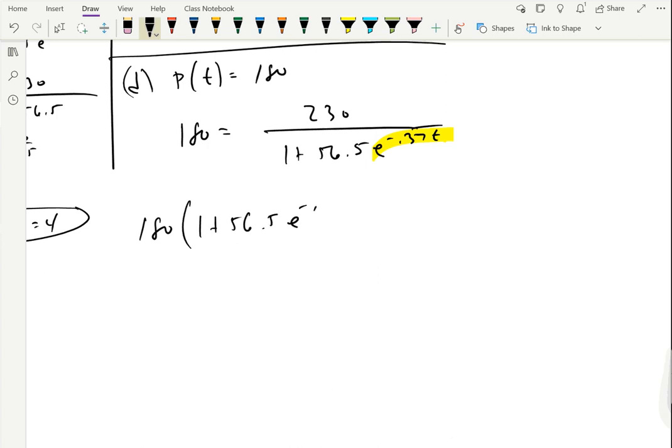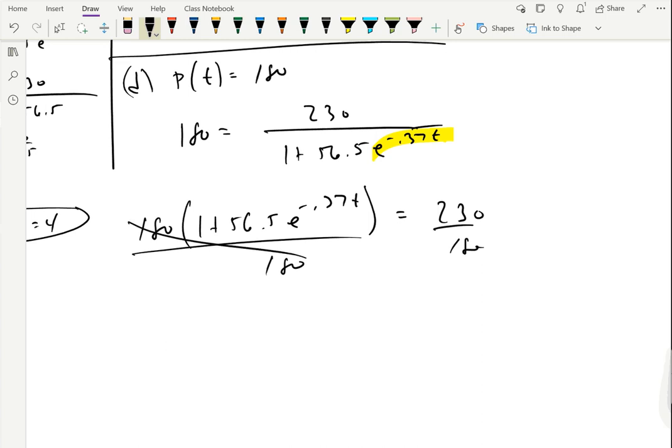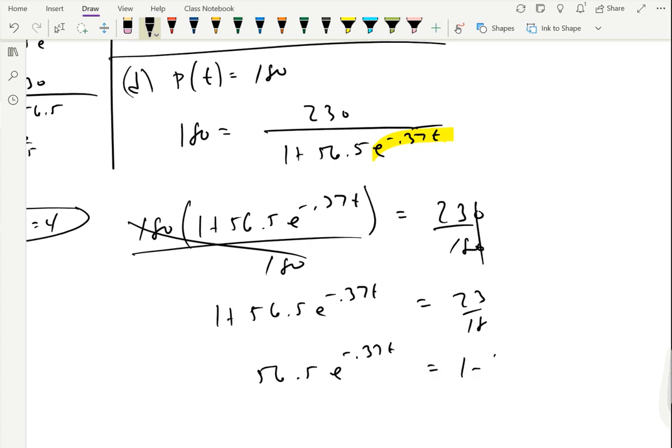56.5 e to negative 0.37 t equals, then on the right side it would have canceled, so it just would have been 230. Then I'm going to end up dividing by 180 to get rid of the values on the left. Now I have 1 plus 56.5 e to the negative 0.37 t equals, and let's cut the zeros out, so let's call it 23 over 18. Now I still want to get this t by itself, so I've got to get rid of this 1, so I'm going to subtract 56.5 e to negative 0.37 t equals 1 minus 23 eighteenths.